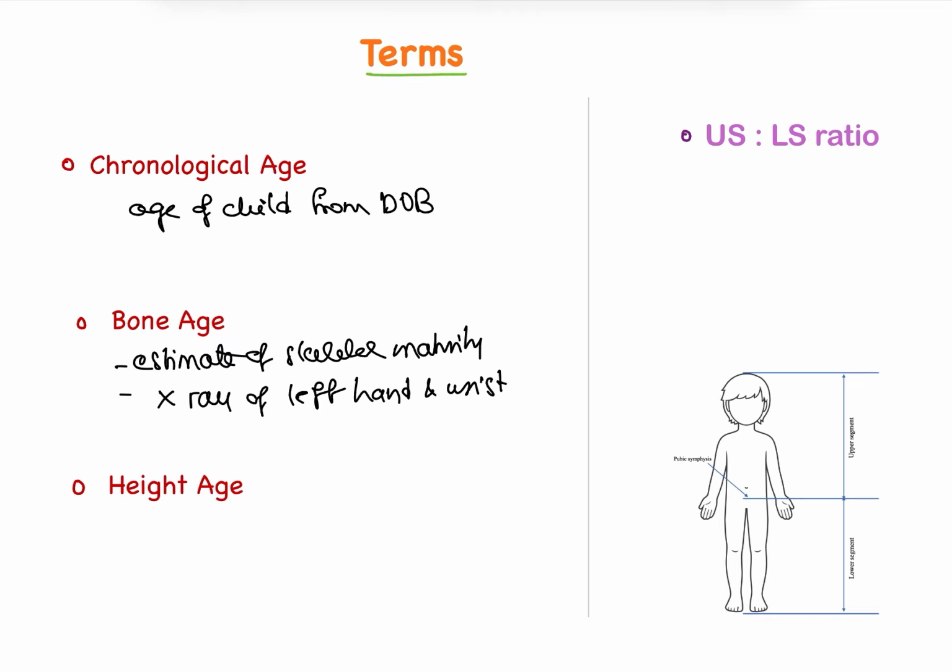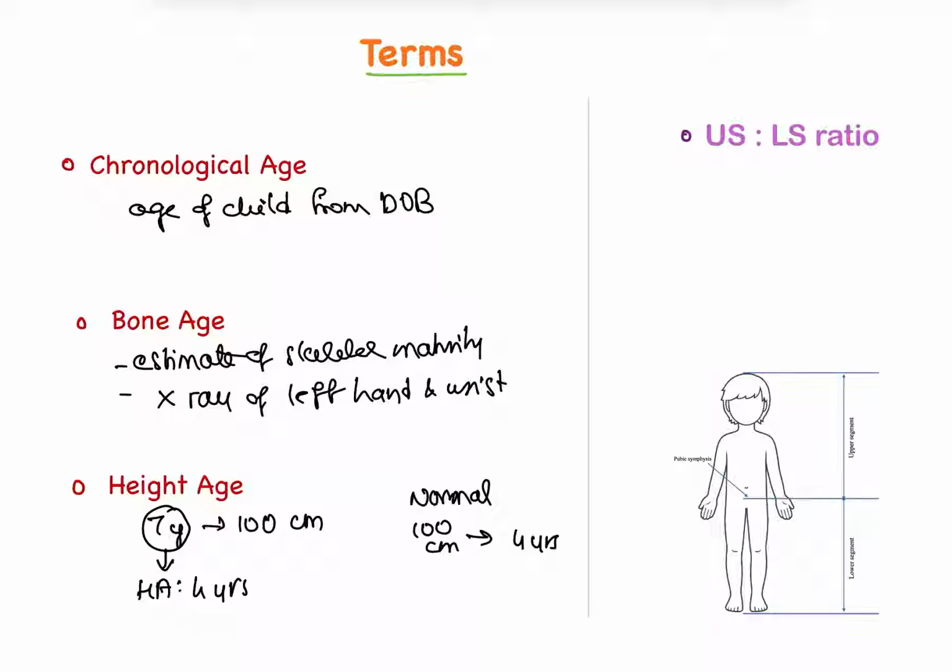Height age is the height that should be achieved by the normal child at what age? Example, a 7-year-old child is 100 centimeters, but a normal child achieves 100 centimeters by the age 4 years. So the height age of this child is 4 years, but chronological age is 7 years.